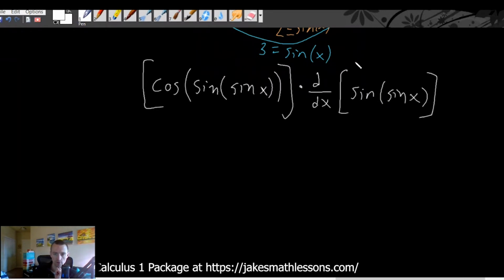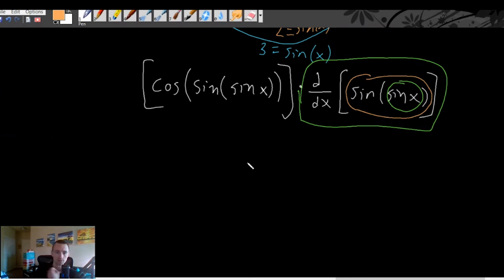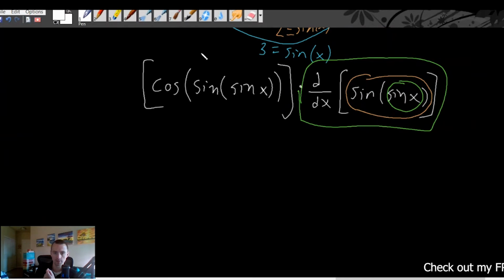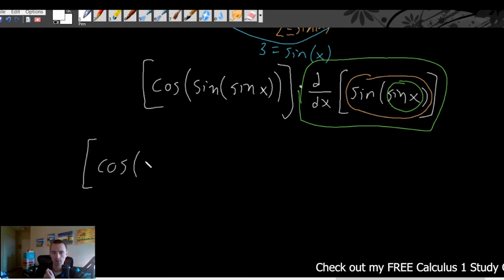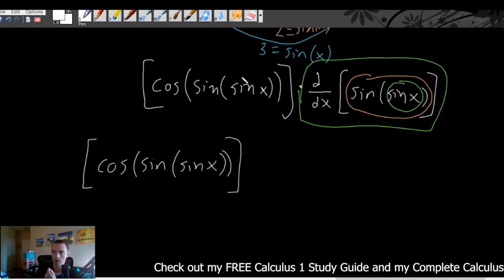Now this derivative, just this one little chunk of our problem right here, is going to require the use of the chain rule, because now we have an inside function and an outside function. Okay, so now just to find this derivative piece here, we need to again apply chain rule. So we'll go ahead and leave all this over here. We're going to leave cosine of sine of x. That's just going to be left alone out there.